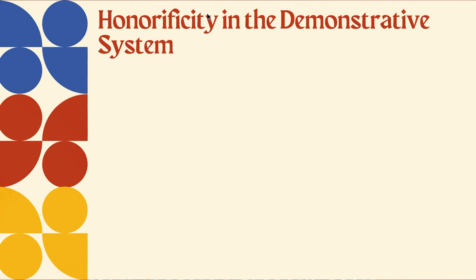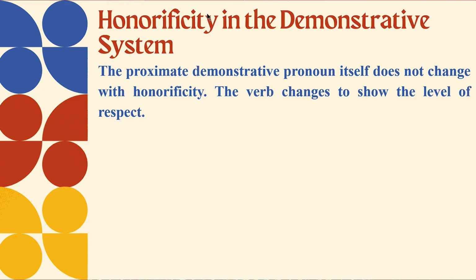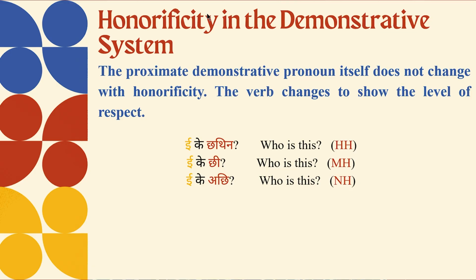So now let's look at honorificity in the demonstrative system. So the proximate demonstrative pronoun itself does not change with honorificity. We saw it has only one form. The verb changes to show the level of respect, as we have seen in the earlier lectures. So let's look at few examples. Again, "E kie chhatin." Who is this? This is used for highly honorific. We can tell that by looking at the verb form, chhatin.